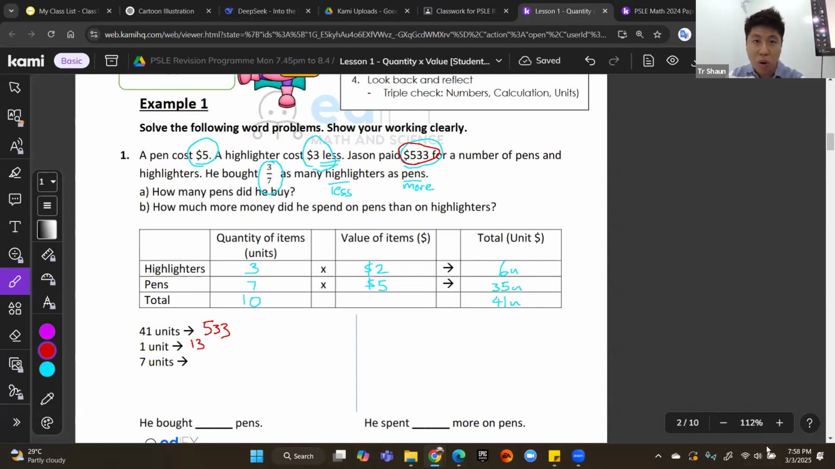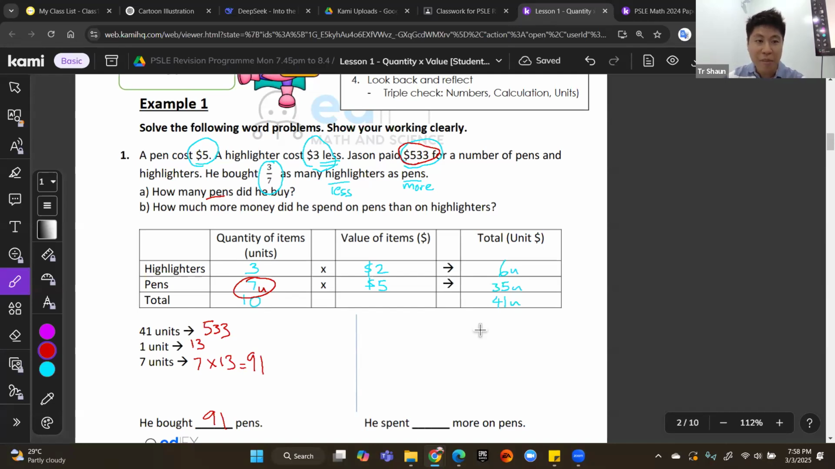Okay, next. Over here we have 7 units, so we just multiply. Why is it 7 units? Because they want pens, right? And we can see here pens is 7 units. I circled it there. So it's 7 times 13, that will give me 91. Okay, so that's a quick one. You can see over here, this is a quantity times value kind of question.